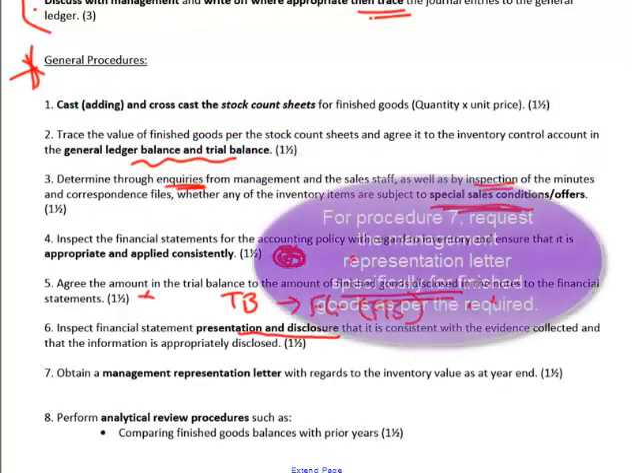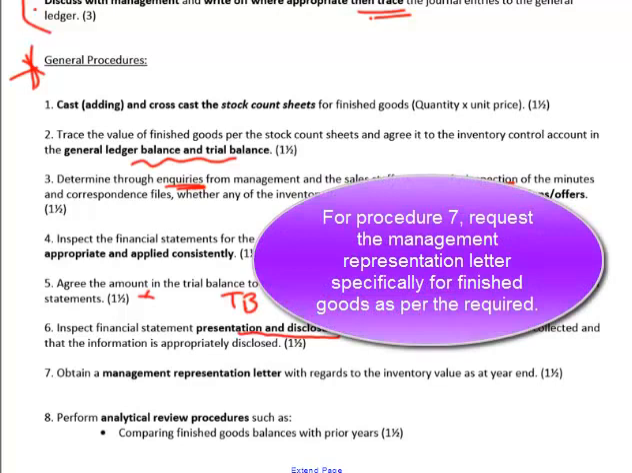Number 7, obtain a management representation letter with regards to the inventory value as at year end. Okay, that's a very general one. Make sure when you talk about management rep letter, you are specifically saying what you want from management. Don't just put there as a point, obtain a management rep letter. You're not going to get a mark for that. Obtain a management rep letter for what? Why do you want one? Be specific regards to the inventory value at year end.